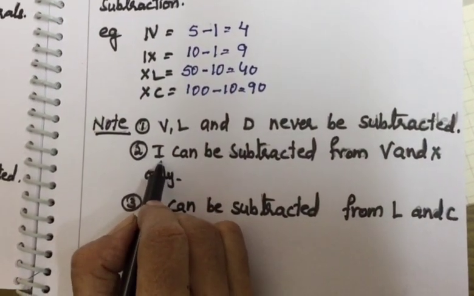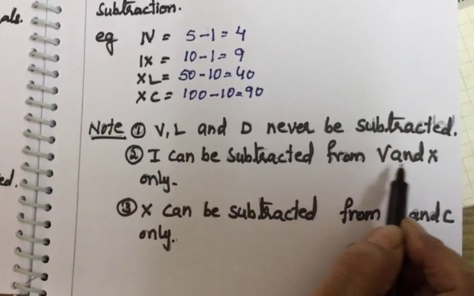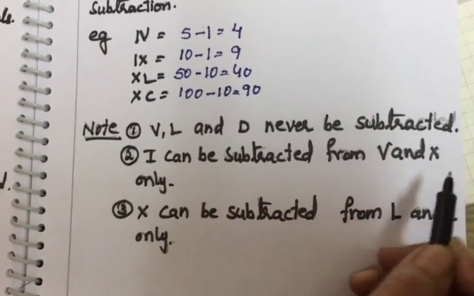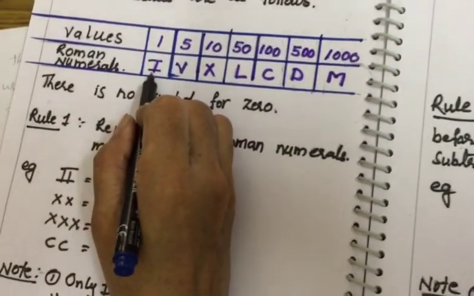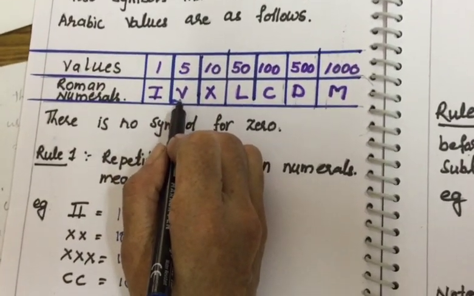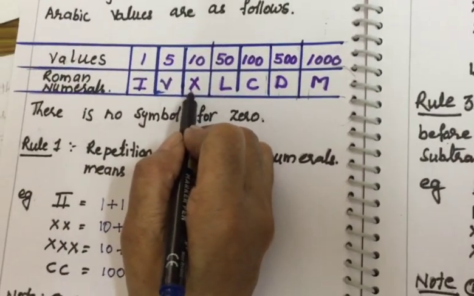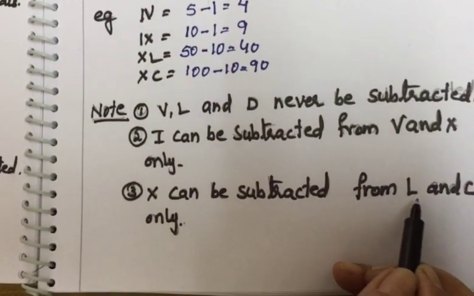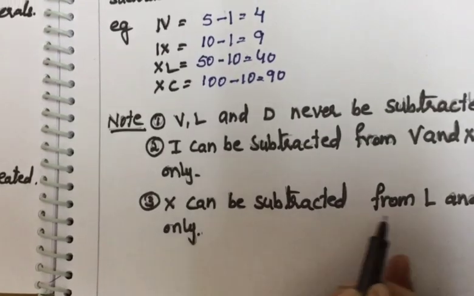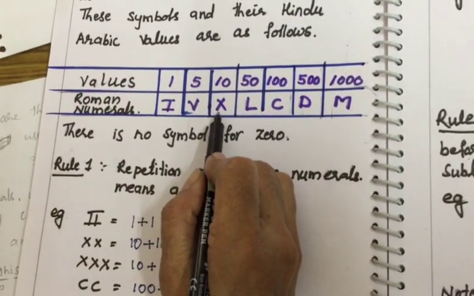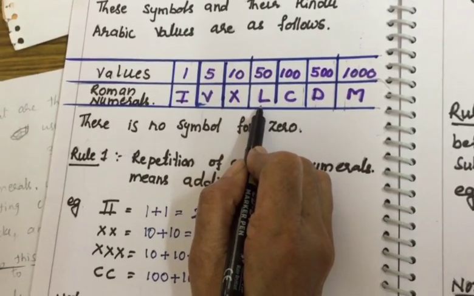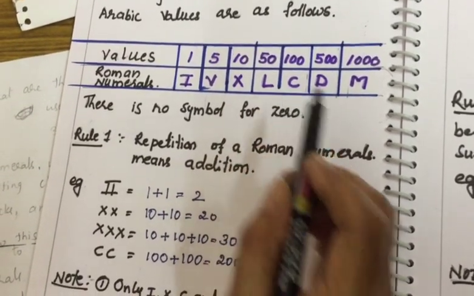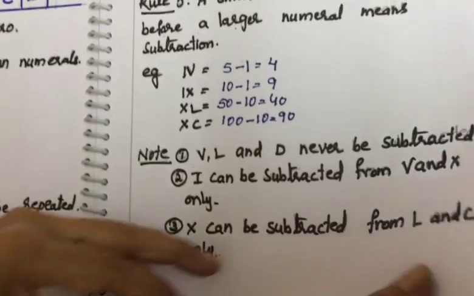See next, 1 can be subtracted from V and X. Next note, X can be subtracted from L and C only. See here, X can be subtracted from L and C only. Okay, understood, children? Next, rule 4.